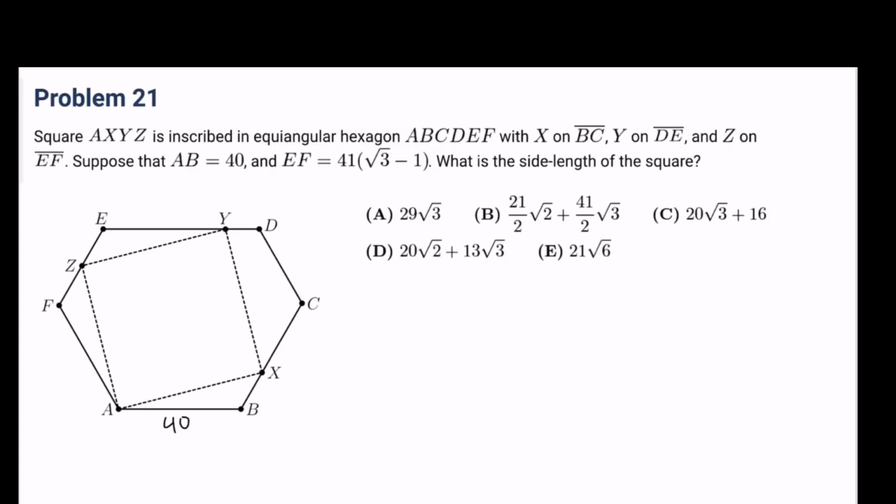And so the first thing we can notice is that XAB and ZEY, those are congruent. And we can see that because since it's equiangular, right, that means this and this, they are parallel.